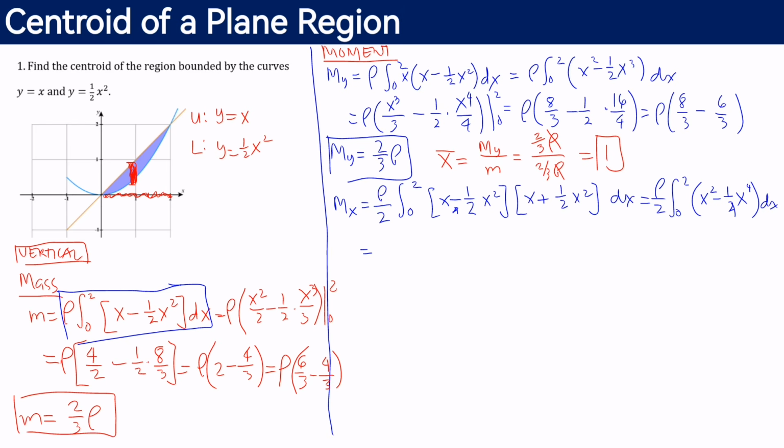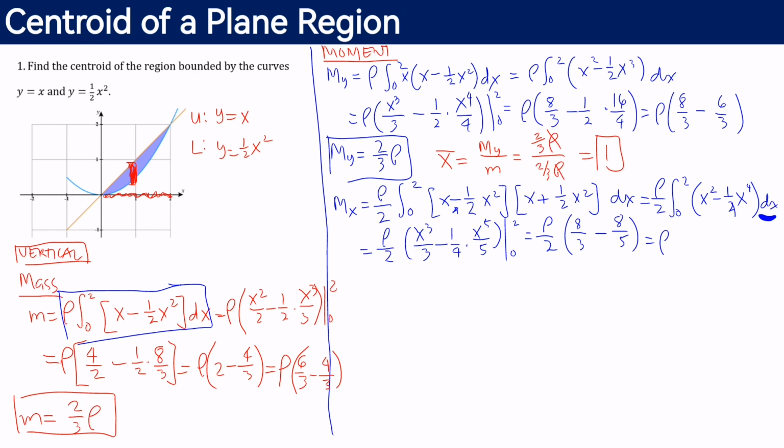Finding the antiderivative, we get x cubed over 3 minus 1/4 times x to the 5 over 5, evaluated from 0 to 2. Substituting, I have rho over 2, and when x is 2, I have 8/3 minus 8/5.